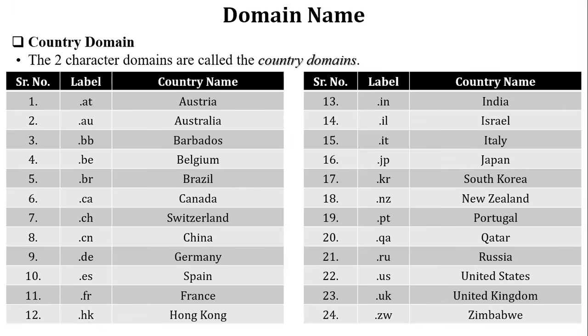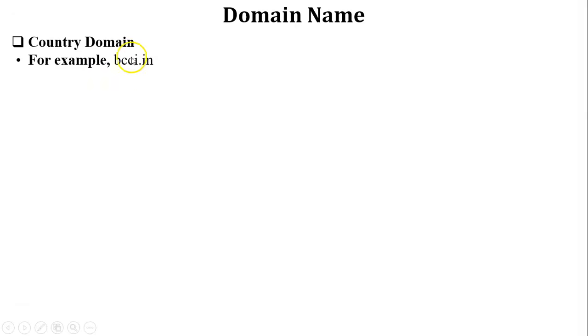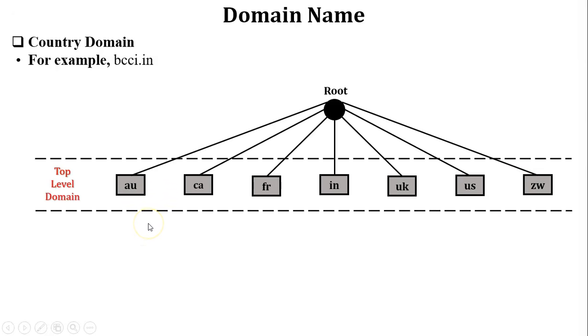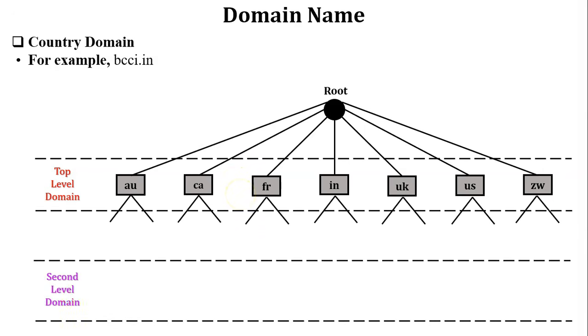Let's take one example to understand the country domain in detail. For example, there is one web URL, bcci.in. So let's understand how it belongs to the country domain. First of all, there is a root node in the DNS tree. The root node is connected with the main 3 domains: generic domain, country domain and inverse domain. Here we are discussing the country domain. So here the root node is connected with some of the country domains. All these country domains are the top level domains in the DNS. These top level domains are connected with their respective subdomains. It is called the second level domain.